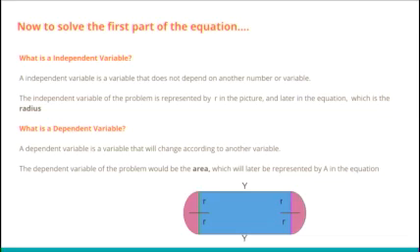Now, to start solving the equation, we must find the independent variable and the dependent variable. An independent variable is a variable that does not depend on another number or variable to get its number. And the independent variable of the equation is radius. And the dependent variable is the variable that will change according to another variable, which is area in our equation.